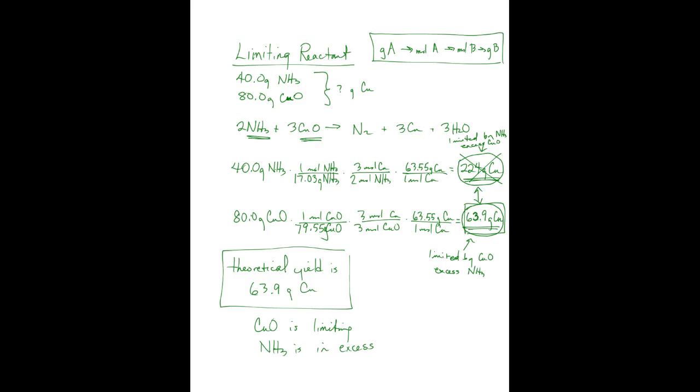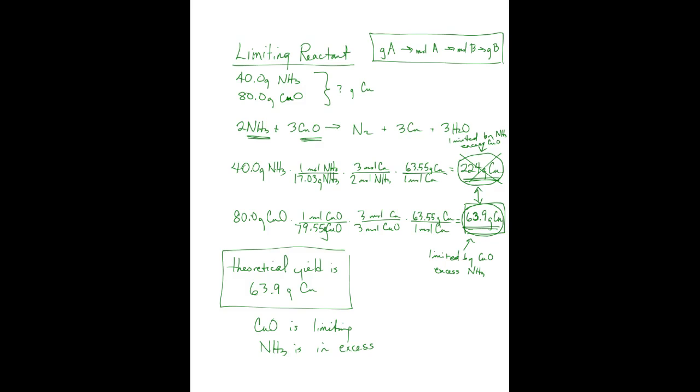So you cannot tell by the starting amounts just looking at it. You cannot predict just looking at it which one is limiting based on amounts. You have to do the math. You have to plug in the molar masses and the ratios, the coefficients from the balanced equation, and you have to chug it through.